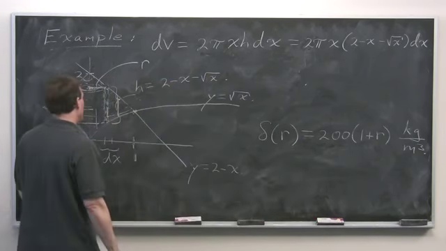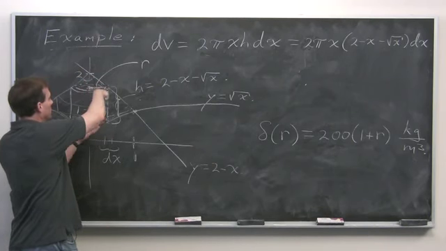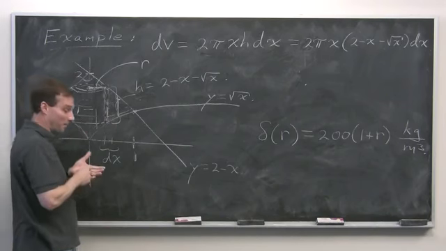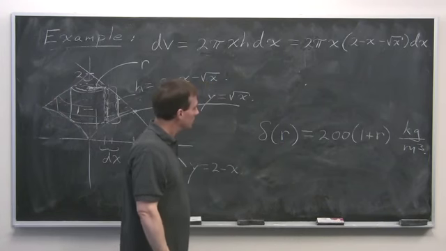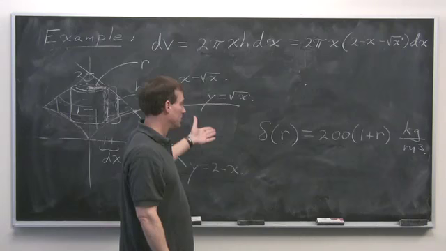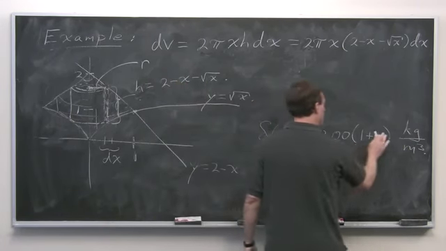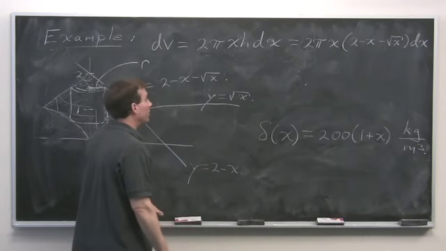But we need all the points in each cylindrical shell to have the same density, otherwise we're not going to be able to do this, and that means that we need the density to just be a function of the distance to the axis of revolution. In this case, as I said before, r, the distance to the axis of revolution, is just x. And so we get this, and then it's a one variable problem now.